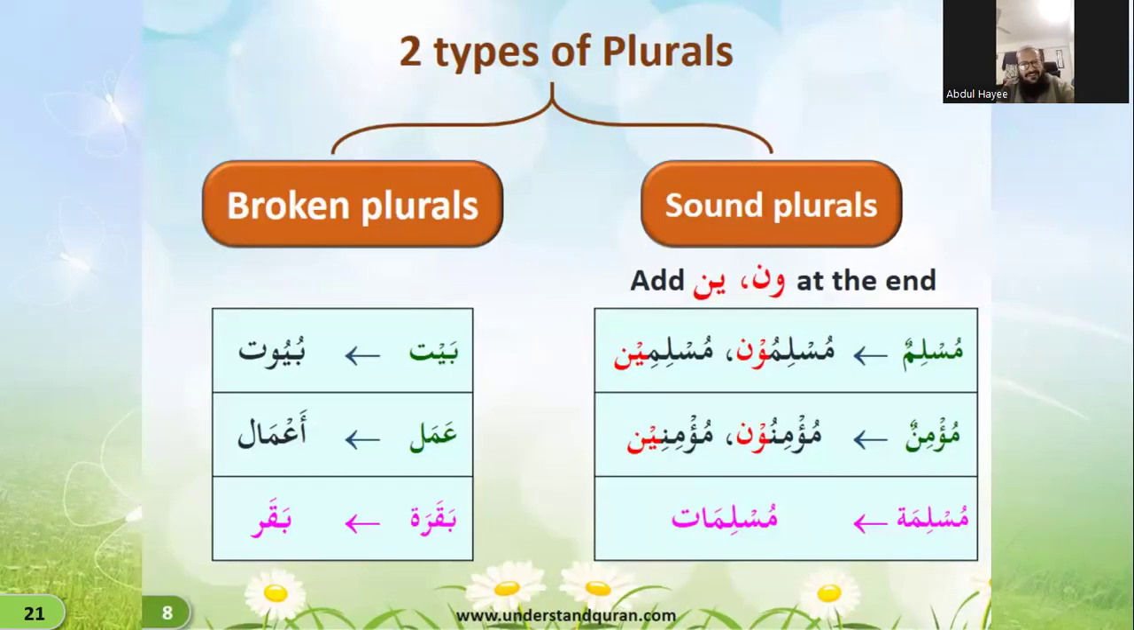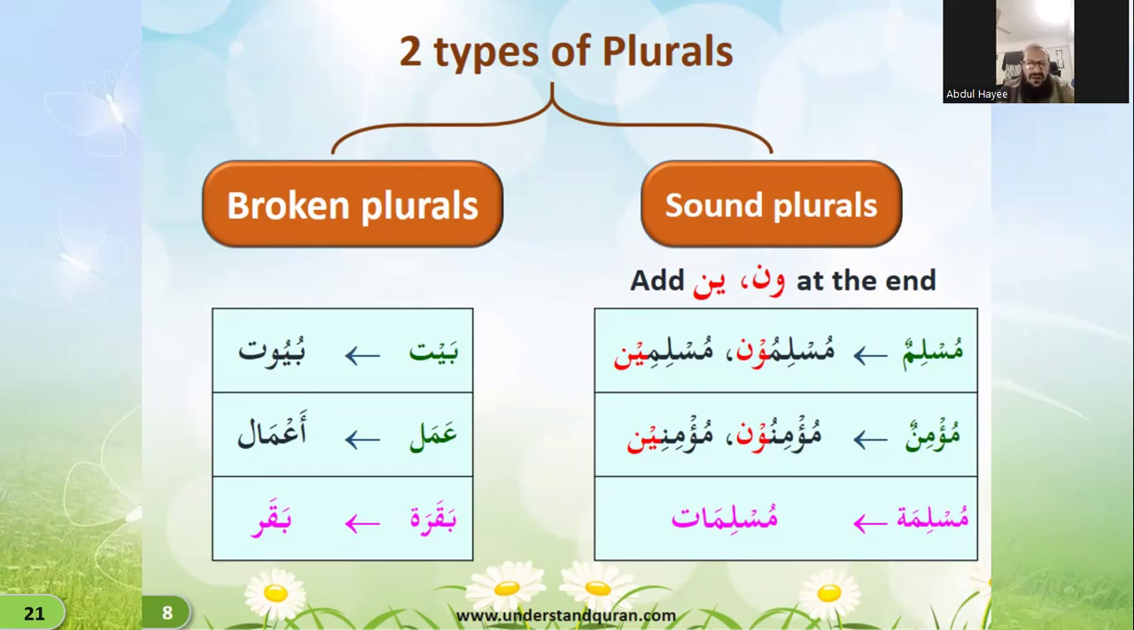Let's go to the easy things. Plural. We saw plural are two types. In QC1, we learned the Jama Salim. Jama Salim means on the word you add waw nun or ya nun, and that becomes the plural. From Muslim, Muslimun, Muslimin. From Mu'min, Mu'minun, Mu'minin. From Salih, Salihun, Salihin. What about the feminine? It's very easy. Just remove the round ta, put the alif ta. Muslimatun, Muslimatin. Mu'minatun, Mu'minatin. Salihatun, Salihatin. That is called the Jama Salim.